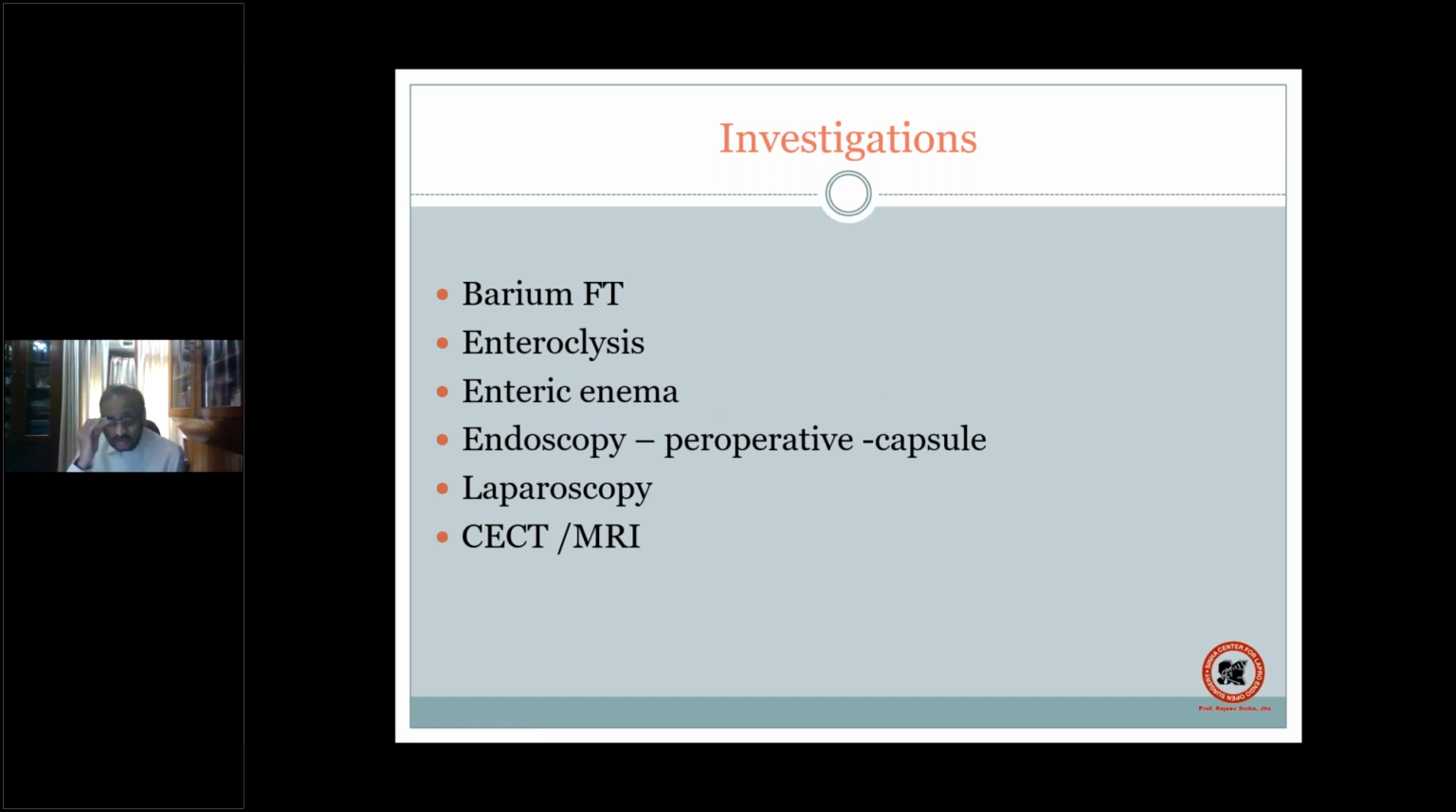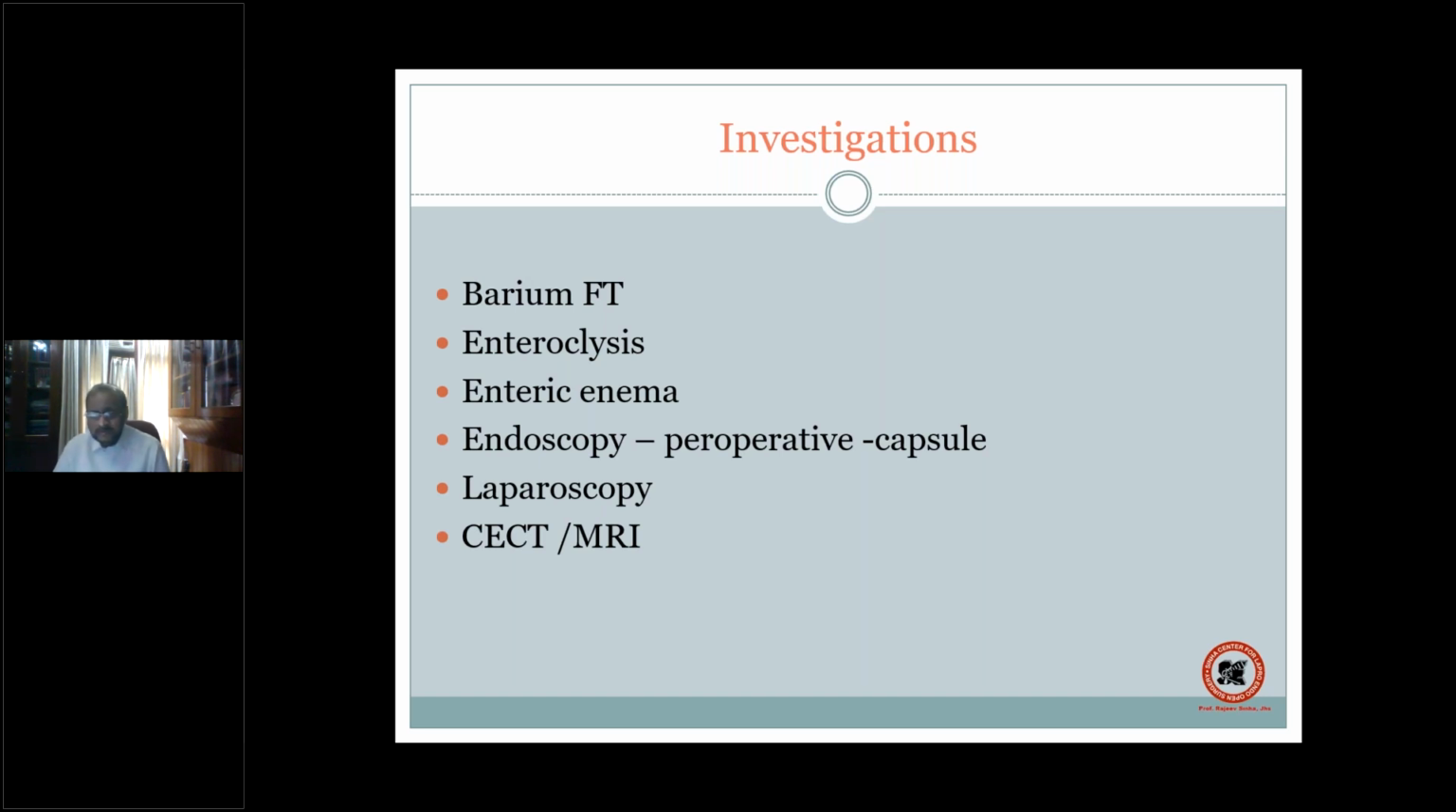Then you can have endoscopy, which is a peroperative or a capsule endoscopy, because entering into the jejunum becomes difficult, but the proximal jejunum can easily be covered from the oral route. The terminal ileum can be covered from the colonoscopic route. With the colonoscope, you can go beyond the ileocecal junction into the terminal part of the ileum. Or best, which is now available, is the capsule endoscopy.